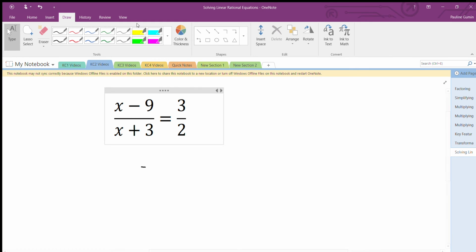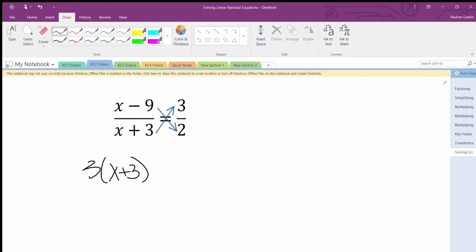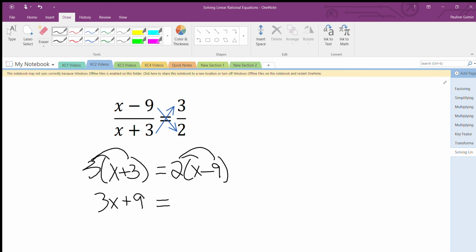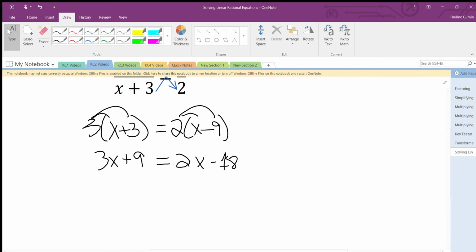We're going to start off the same way. We are going to cross multiply across the diagonal. And just like last time, I'm going to write it out, and then I'm going to distribute it so that I avoid making any sorts of mistakes. So I have 3 and x plus 3, and I have 2 times x minus 9. Now I can finish up my multiplication by distributing. So I have 3x plus 9 equals 2x minus 18. Okay, we are back to a linear equation, which is awesome.